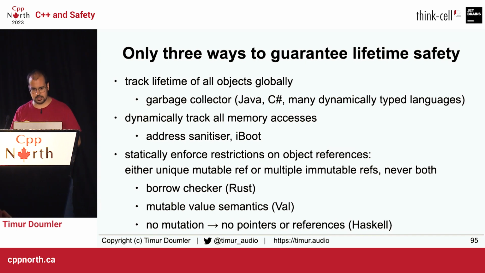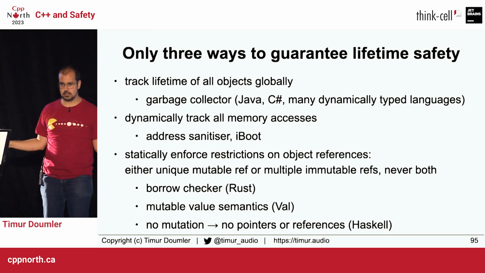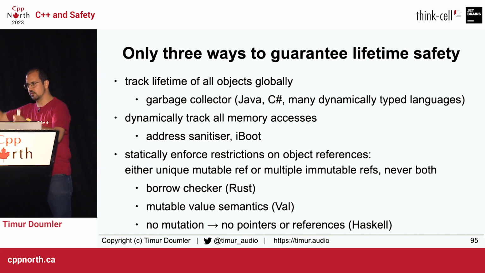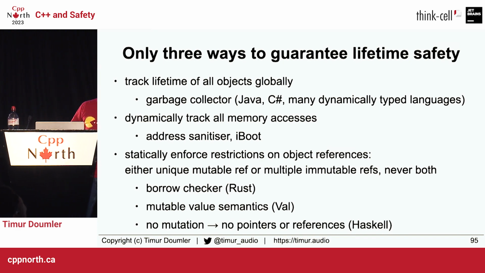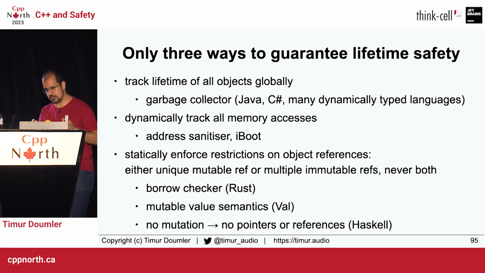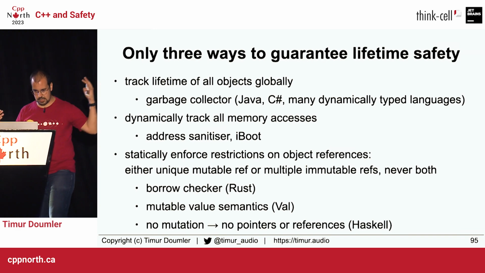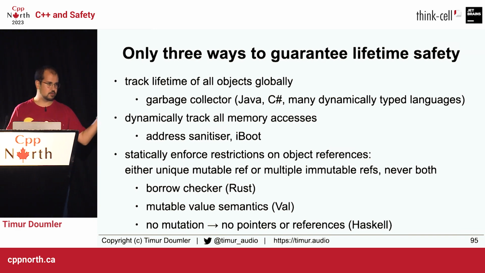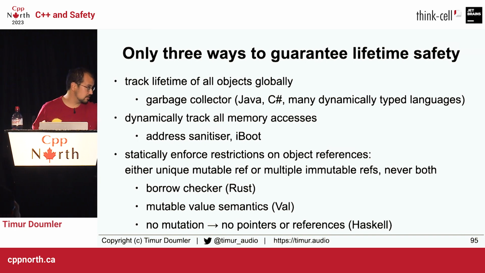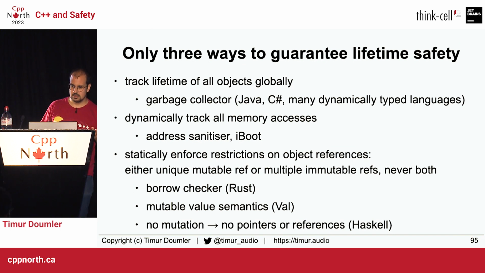And the idea is always that you can either have one mutable reference to an object and no other references, or you can have multiple non-mutable references to an object and no other references, right? But you can never have both at the same time. As long as you can statically guarantee this property, like your program does not compile if you try to do something else, then you can guarantee lifetime safety, on the compile level. And this is what Rust does, and this is what all of these other languages do, and it's great. But, we can't really apply this to C++.